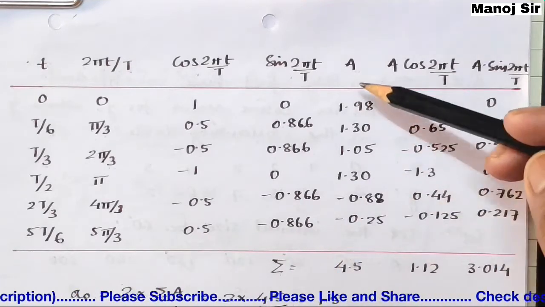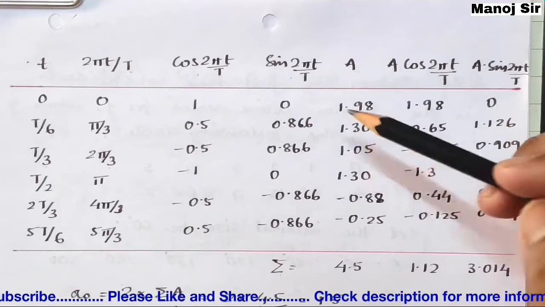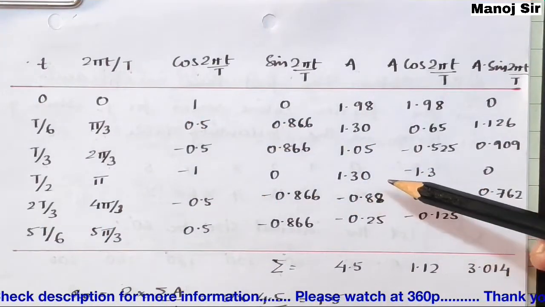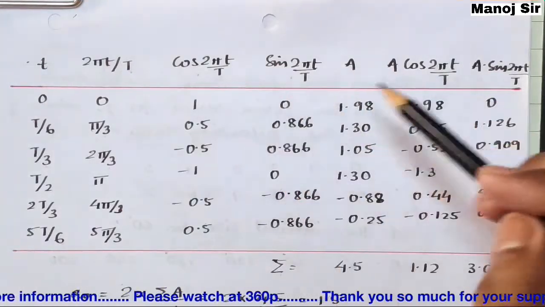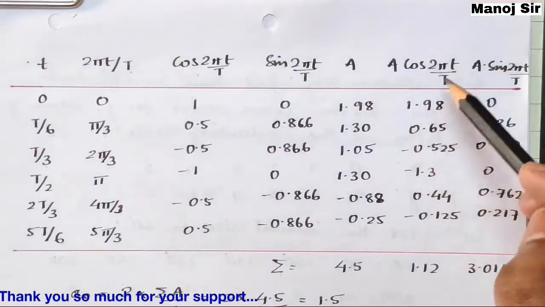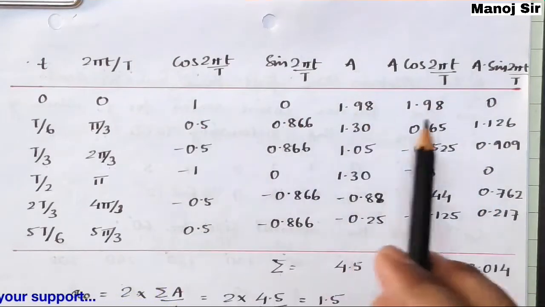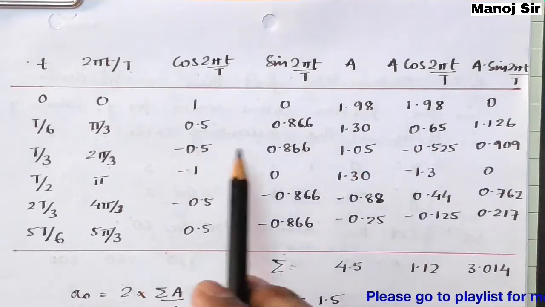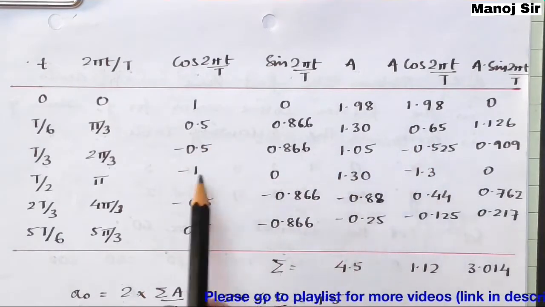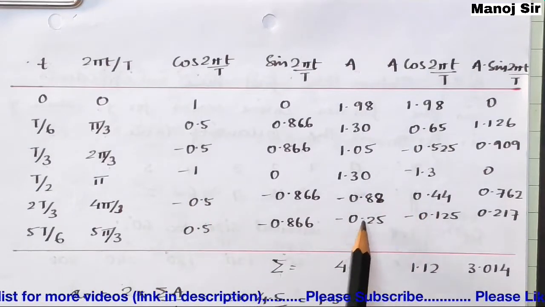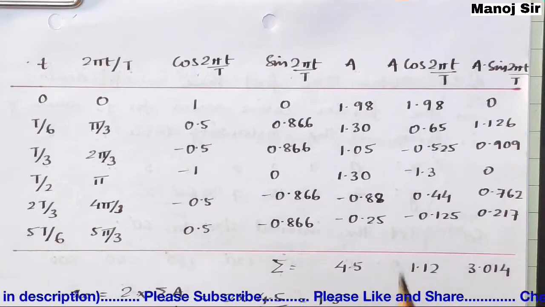And here we have the corresponding a values. At t equal to this, we have the corresponding values of a. Now simply multiply this with this. Here we have a into cos 2 pi t upon capital T. So to get these values, you need to multiply this with this; this into this will give me this value, and so on for each value.